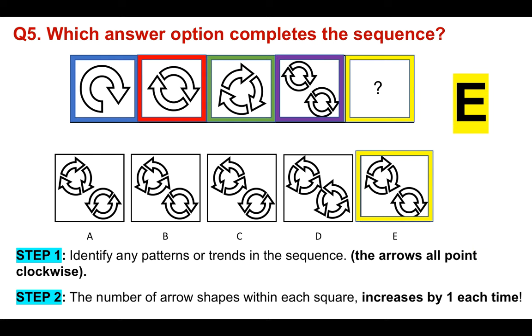So again, it's just identifying any patterns or trends. In this case, it's arrows going clockwise, and step 2, you can see that it's increasing by 1 each time until we get to 5. So it's just about remaining calm when you're looking at these questions and looking for a pattern or a trend, and either eliminating incorrect answers or just going straight away for the correct one.